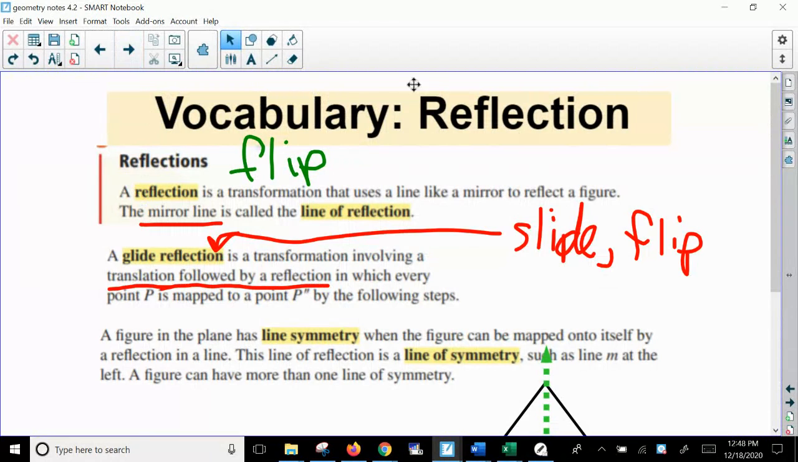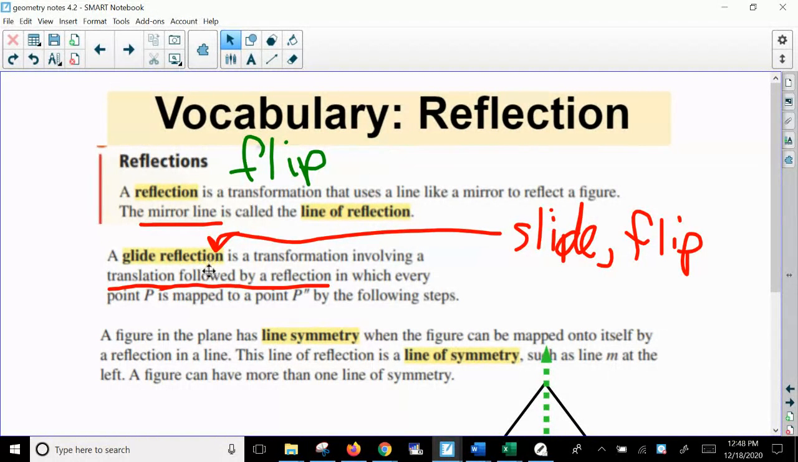So this page are your basic definitions. Your book says a reflection is a transformation that uses a line like a mirror to reflect a figure. But in class, we like to keep things simple and say things in our own words. So just remember that a reflection is when you flip an object. You could flip an object over a line, over the x-axis, over a slanted line, etc.